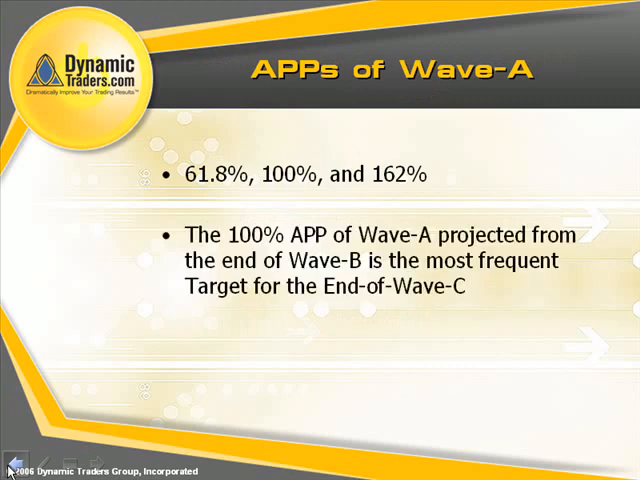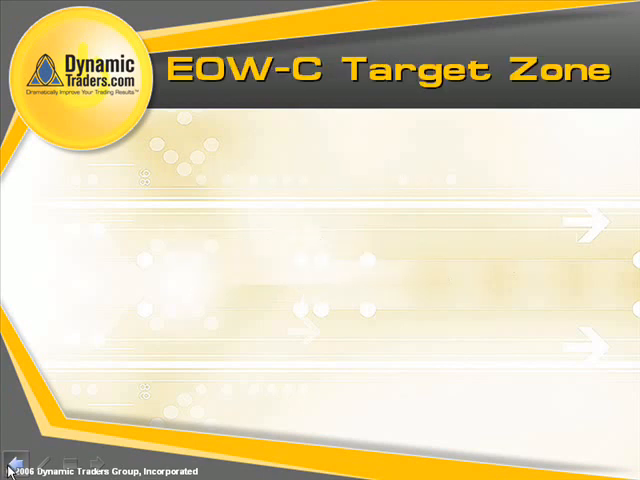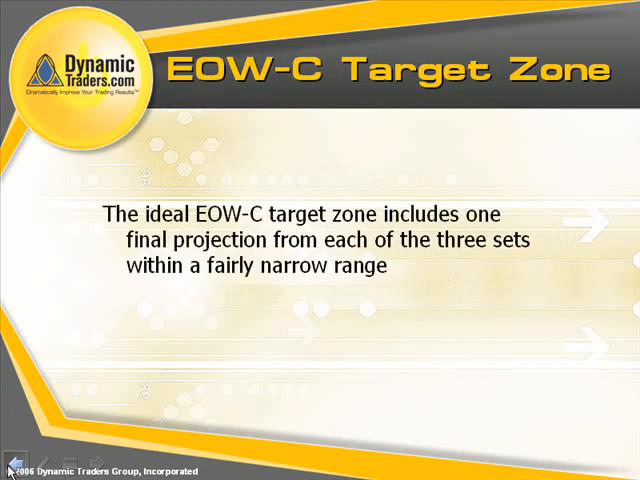The 100% alternate price projection of wave A, projected from the end of wave B, is the most frequent target for the end of wave C. So when we add all of those together, we get the end of wave C target zone. The ideal end of wave C target zone includes one final projection from each of the three sets that we just talked about within a fairly narrow range. Okay, let's take a look at that.